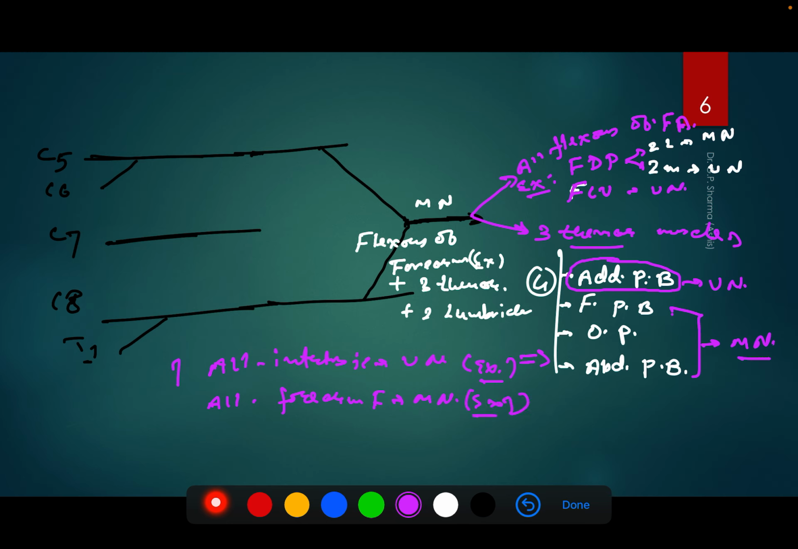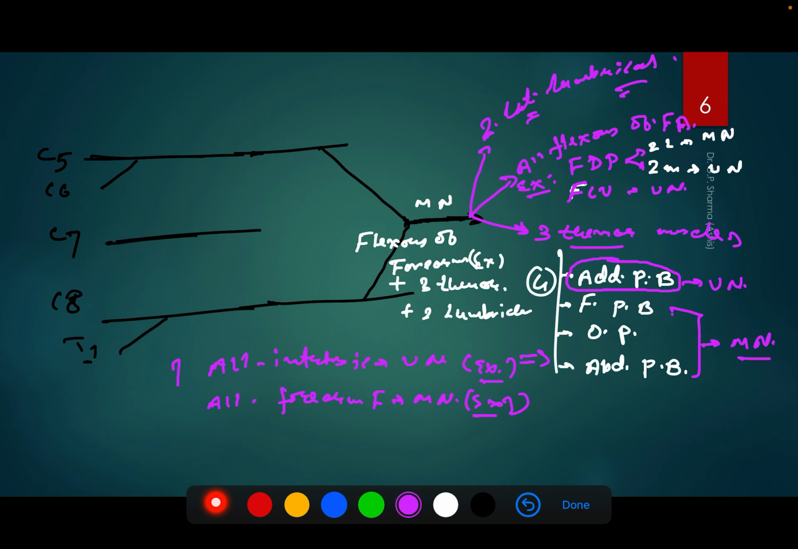So we finish this one. It supplies the three thenar muscles, plus it supplies the 2 lateral lumbricals, right? Lumbricals we have 4, 2 lateral, 2 medial. So the 2 lateral lumbricals are supplied by what? The median nerve. Is that okay? So we finished all the muscles supplied by the branches of the brachial plexus.